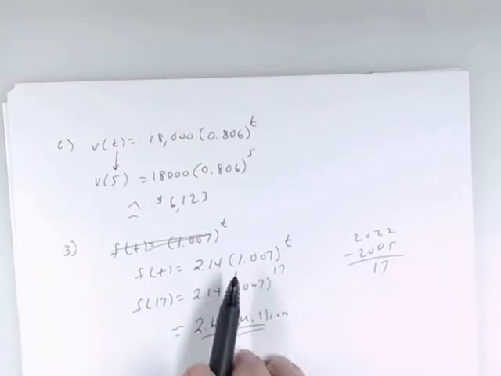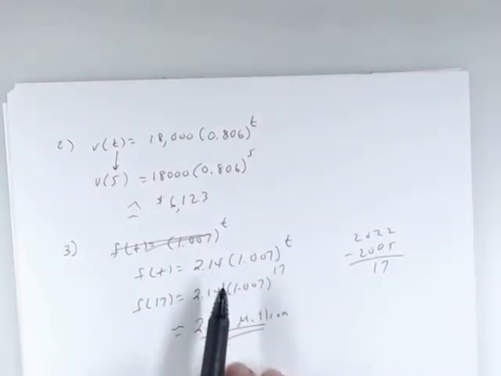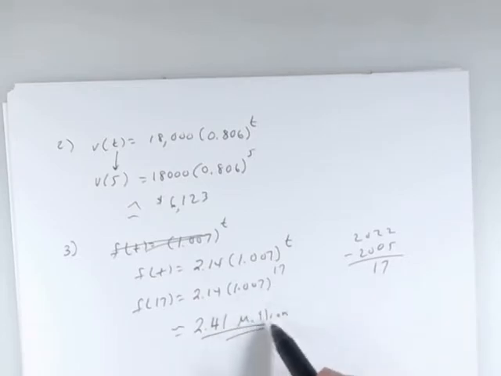Because 2.14 was 2.14 million. So to answer, you need to put the word million. Okay, so don't forget the word million here. All right, so what I meant by the nearest 100th was this right here. Okay, 4.